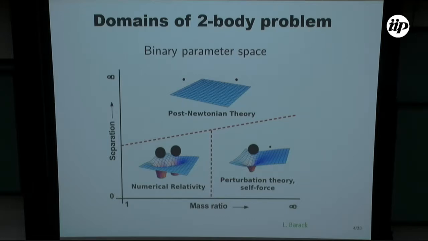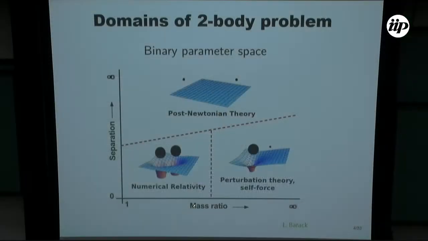At this stage, we need to solve everything using the exact theory of general relativity, and we have to use numerics to solve the Einstein equation. This region is called numerical relativity. My talk is not focusing on this region, but rather on this region and this region.